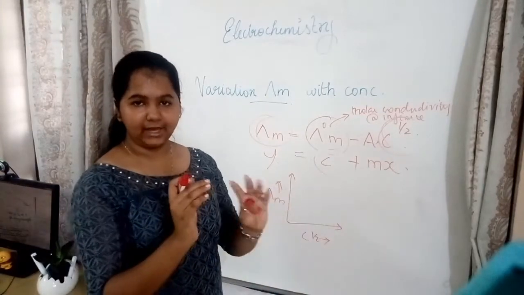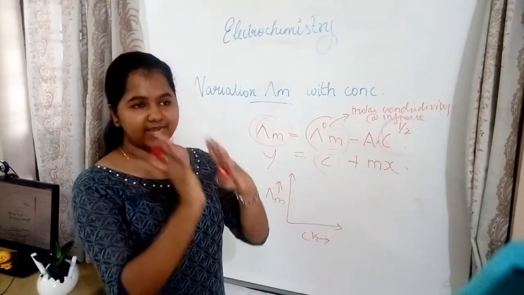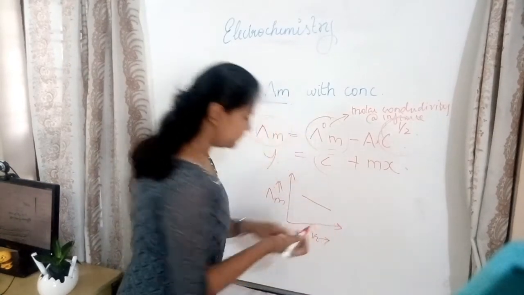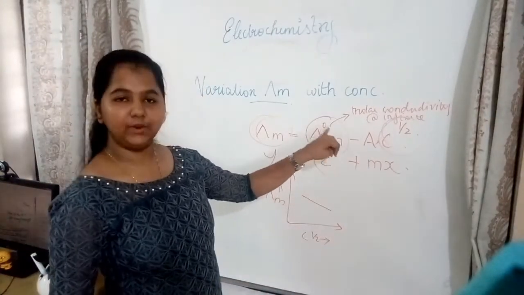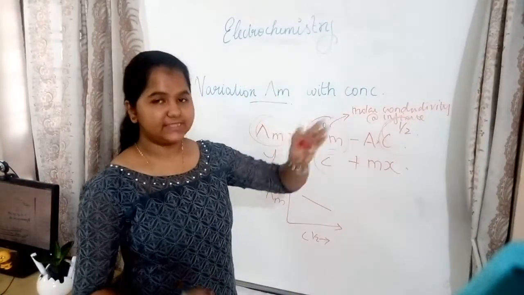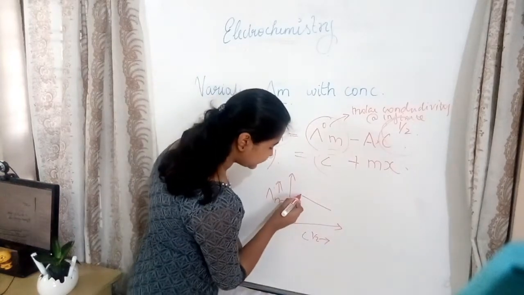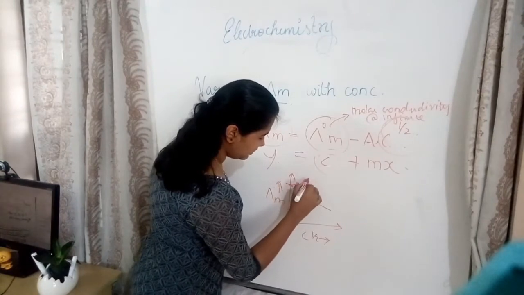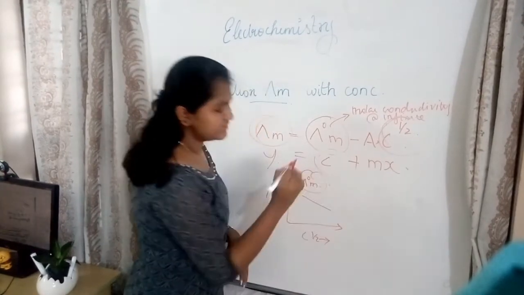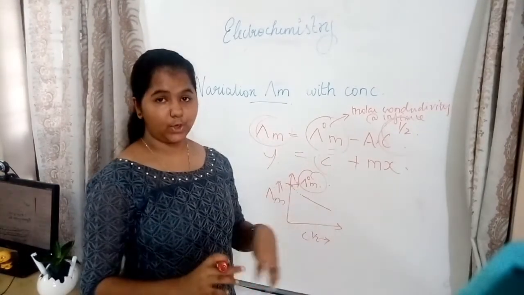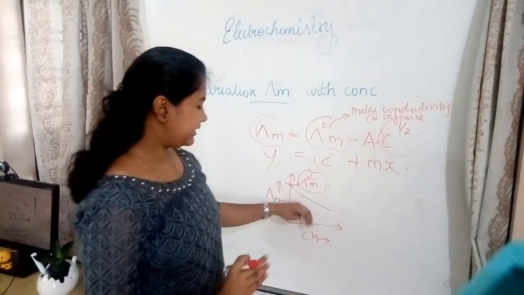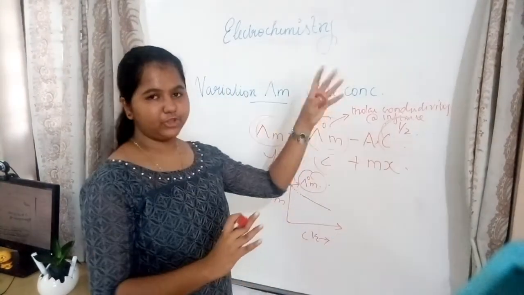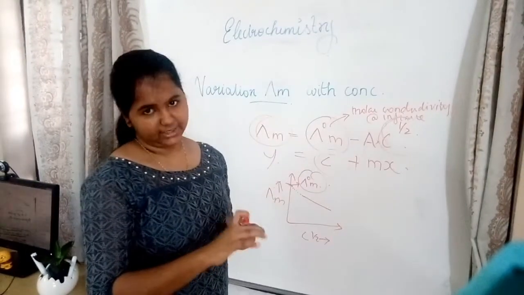The graph is a slightly sloping straight line, something like this. How do you get the molar conductivity at infinite dilution? When you extrapolate the graph, this point is called molar conductivity at infinite dilution, or the zero concentration point. So this is the graph for variation of lambda m with concentration for a strong electrolyte.